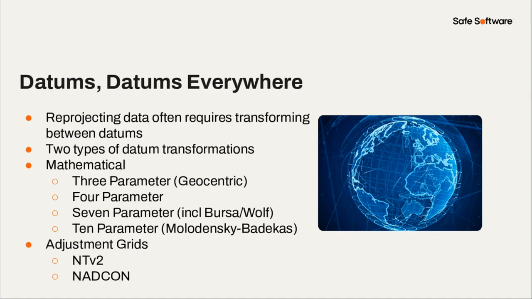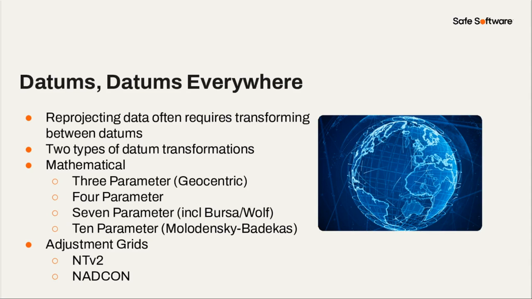So when we're reprojecting data, this often requires transforming between datums. And there are two types of datum transformations here. We have mathematical transformations. There are a couple of simple ones, 3-parameter and 7-parameter. 3-parameter is going to be defining the translation difference between the origins of the ellipsoids used for each datum, whereas the 7-parameter is going to be defining the translation, the rotation, and the scale change between the origins and the axis of the ellipsoids used for each datum.